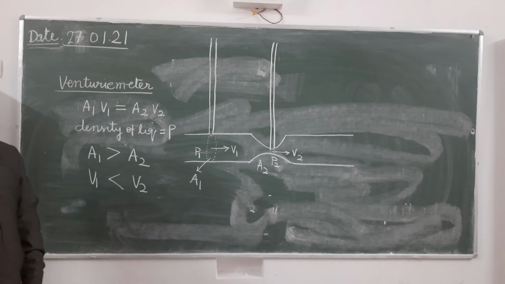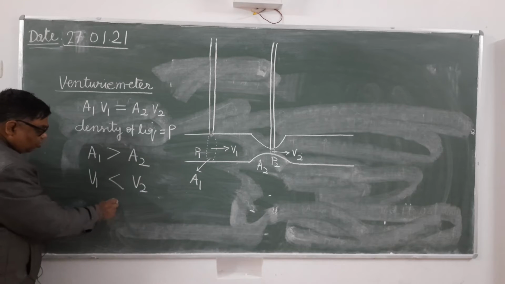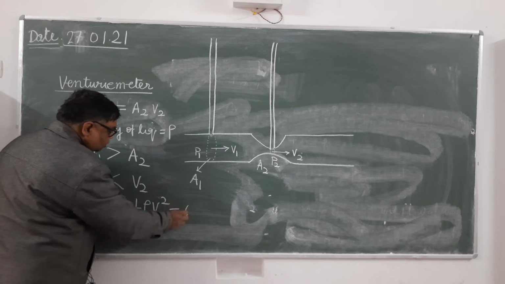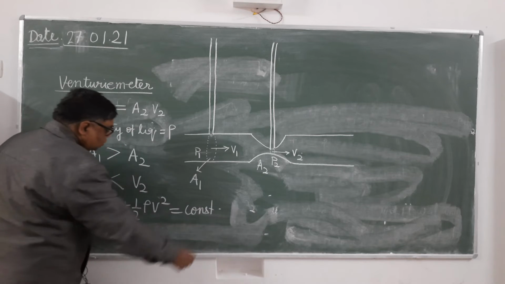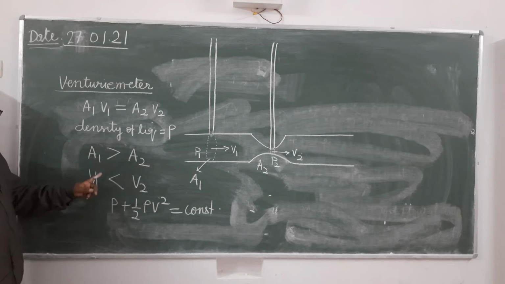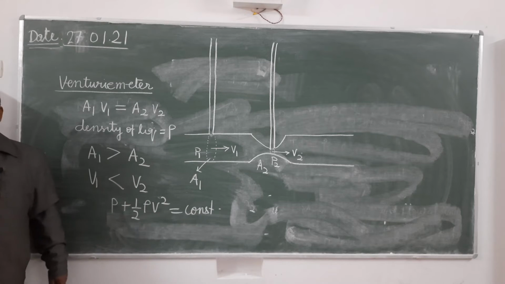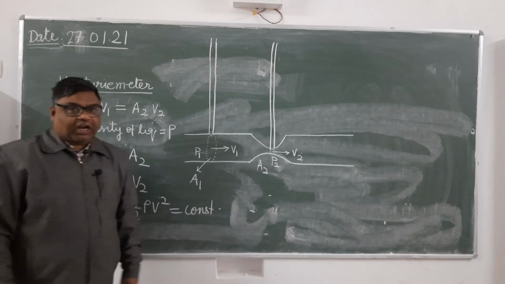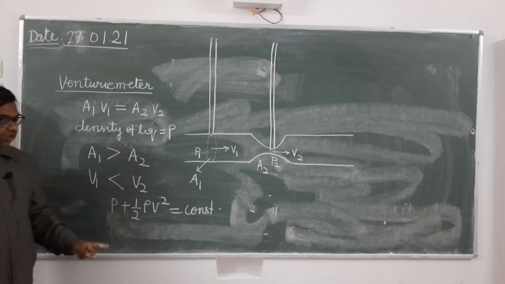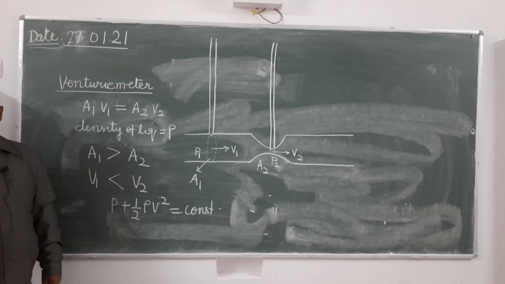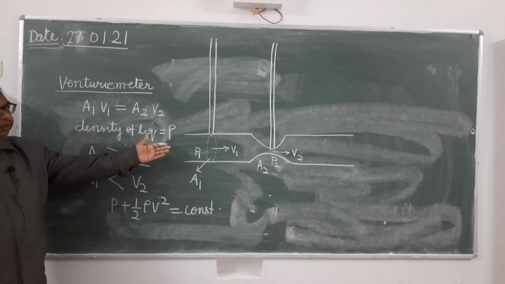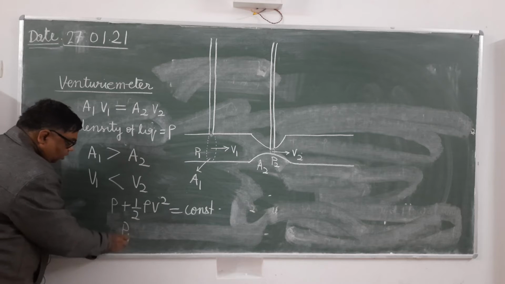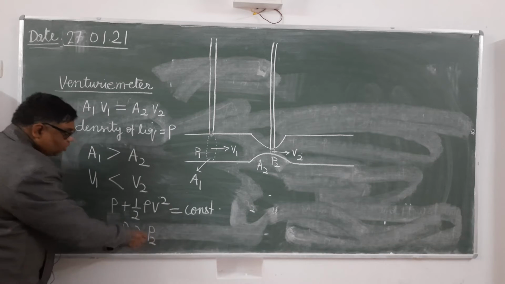Already we know that for a horizontal tube P plus half rho V square is constant. So if V is increasing, what will happen to the pressure? यहां से यहां तक जाने में V बढ़ रहा है, प्रेशर को क्या होगा? डिक्रीज करेगा, क्योंकि दोनों का टोटल क्या है? कांस्टेंट है. Pressure is decreasing, means which one will be more, P1 or P2? P1 will be more than P2.